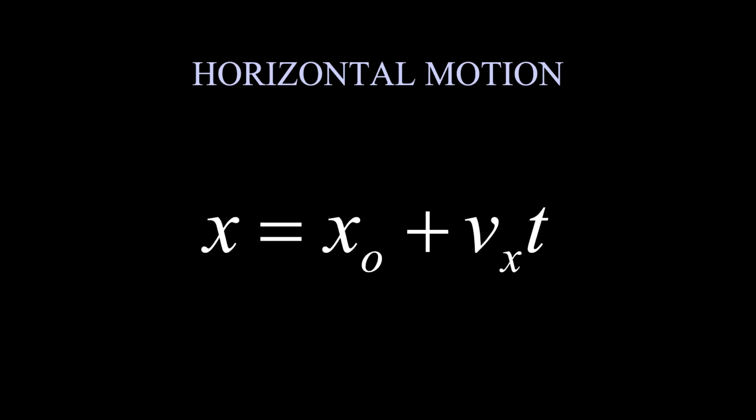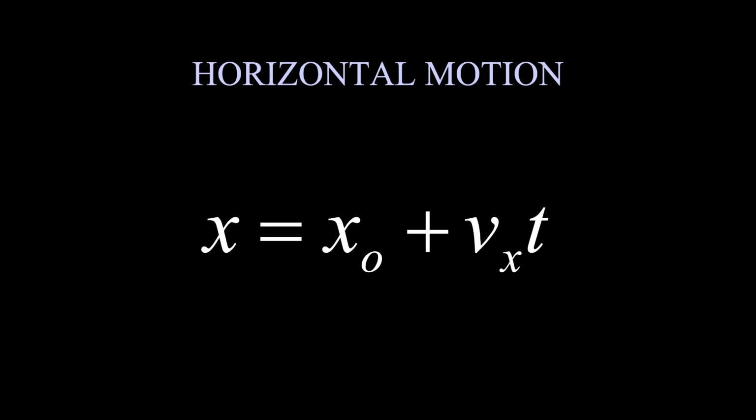When it comes to the horizontal motion of the projectile, there's only one equation that matters. I've got 3 kinematic equations. I mentioned them at the beginning. v is equal to v naught plus at, x is equal to x naught plus v naught t plus 1/2 at squared, and v squared is equal to v naught squared plus 2a delta x.